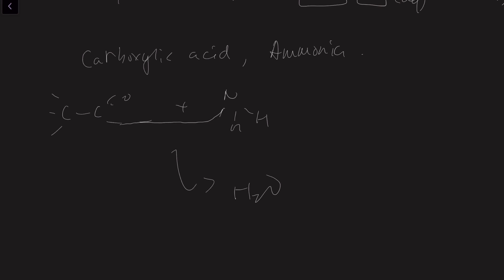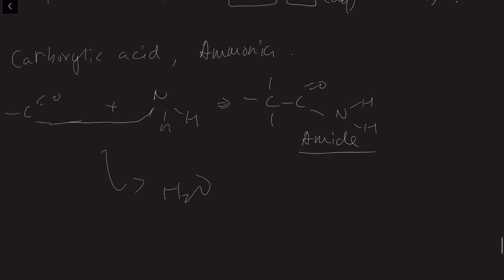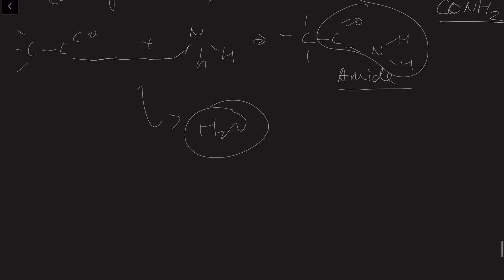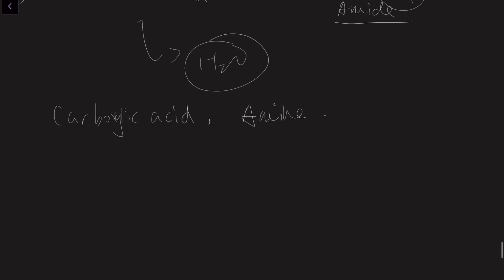So in the end, we get amide. As you would recall, this CONH2 is the functional group for amide. And the byproduct is also water, so it is a condensation reaction. For the reaction between carboxylic acid and amine, you get something even more interesting.